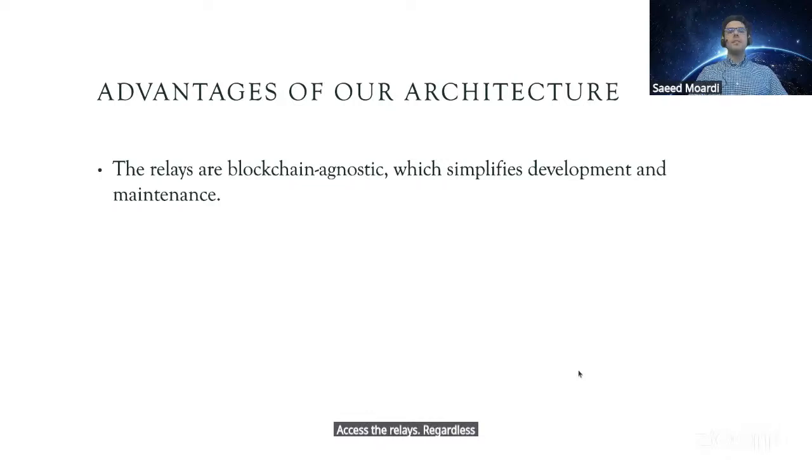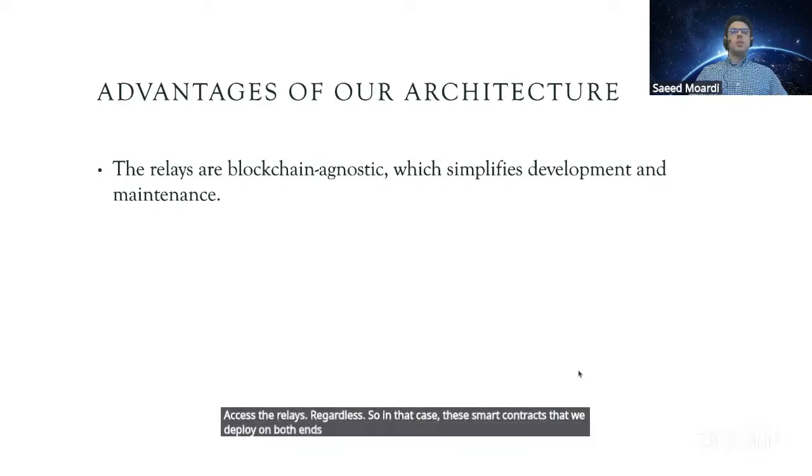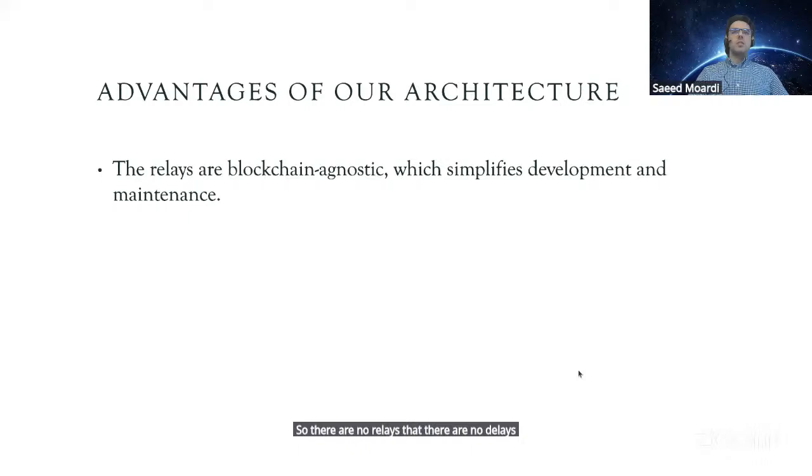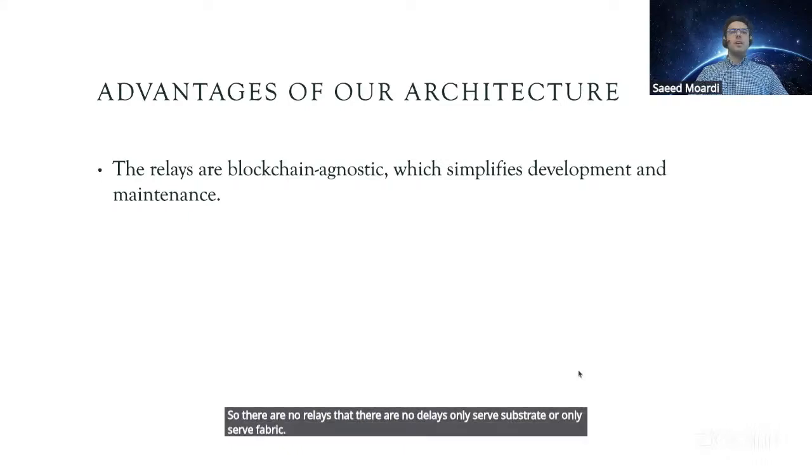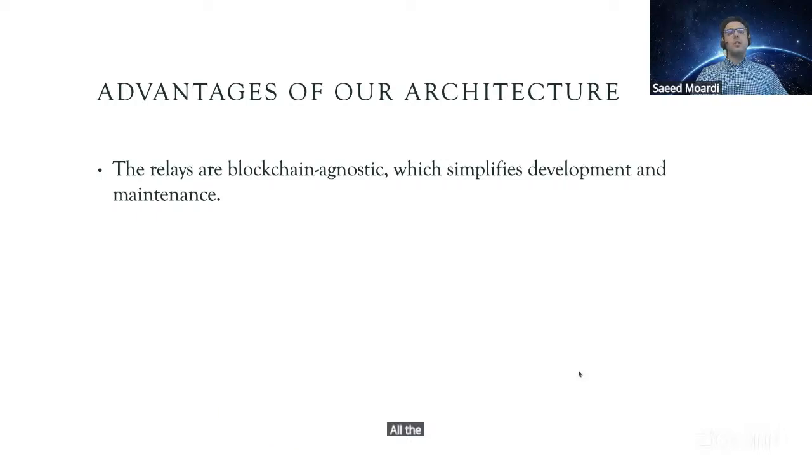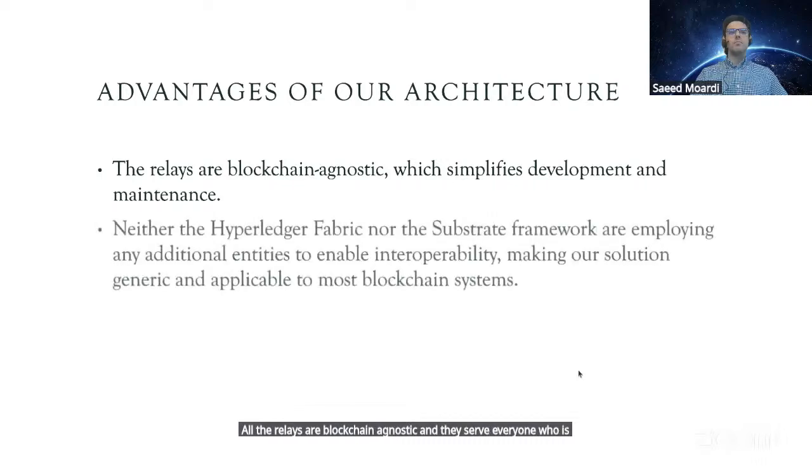So in that case, the smart contracts that we deploy on both ends should not worry about the compatibility or the ability of the relays to respond to them. So there are no relays that only serve Substrate or only serve Fabric. All the relays are blockchain agnostic, and they serve everyone who is going to access them.